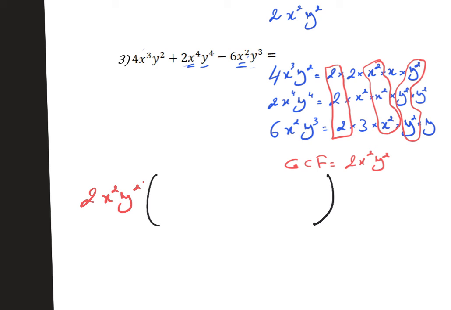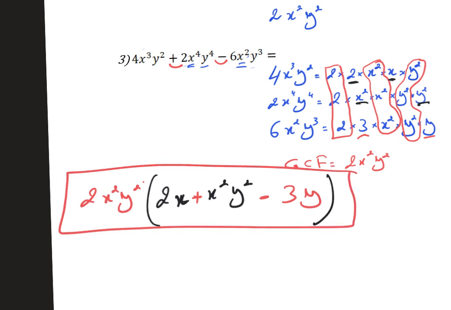So what do we have left in the first one? If we take 2x squared y squared, we're going to have left 2 and x. And if we take 2x squared y squared from the second one, we're going to have x squared and y squared. And remember, here we have plus because we do have plus here. Then we have minus because we do have minus here. For the next term, we have left 3 and y. And this is going to be the final answer.